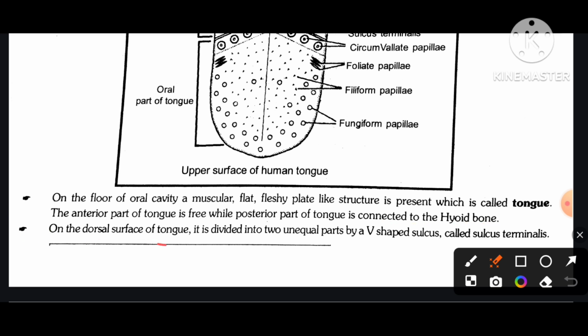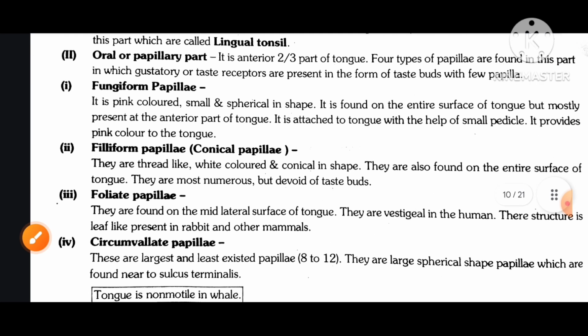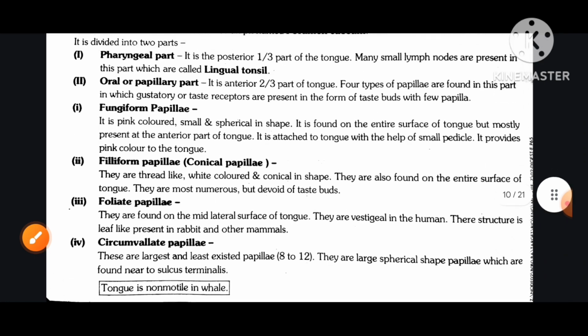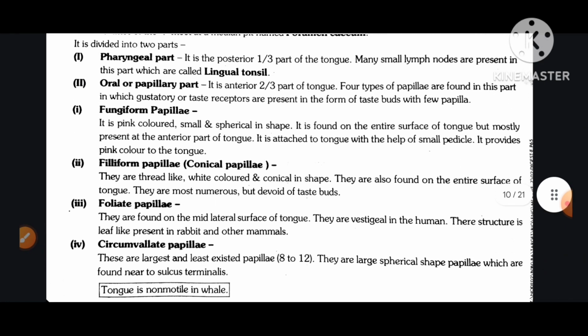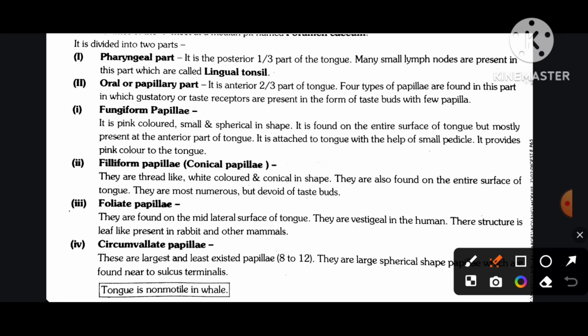On the dorsal surface, the tongue is divided into two unequal parts by a V-shaped sulcus called the sulcus terminalis. Number one, the pharyngeal part. It is the posterior one-third of the tongue. Many small lymph nodes are present in this part, which are called lingual tonsils. Number two, the oral or papillary part. It is the anterior two-thirds of the tongue.